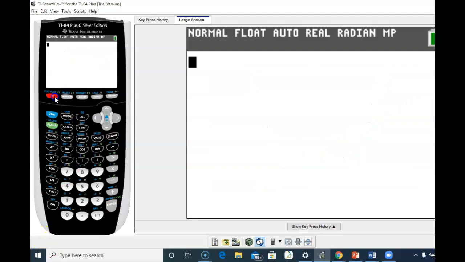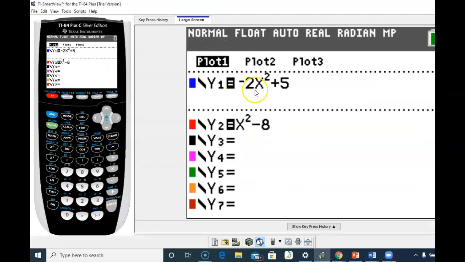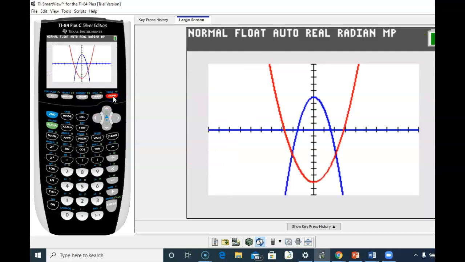Okay, on this next example, if we enter in -2x squared plus 5 and then x squared minus 8, I will say be careful that the calculator doesn't like subtraction signs for negative signs. So a negative is going to be this button and the subtraction is going to be this button. So this one needs to be a negative, this one needs to be a subtraction. Okay, from here, we want to go ahead and graph this.